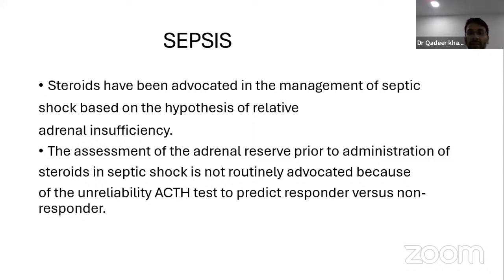Assessment of adrenal reserve prior to the administration of steroids is not routinely advocated because of the unreliability of the ACTH test to predict responders versus non-responders. Previously, based on different trials, they looked at the ACTH stimulation test, where after administration of cosyntropin 250 microgram, they monitored cortisol levels at 30 minutes and 60 minutes. Patients with an increase in cortisol were considered responders, and those whose cortisol levels could not be increased were considered non-responders. Those non-responders were administered cortisol, and they saw the benefit in terms of shock reversal.